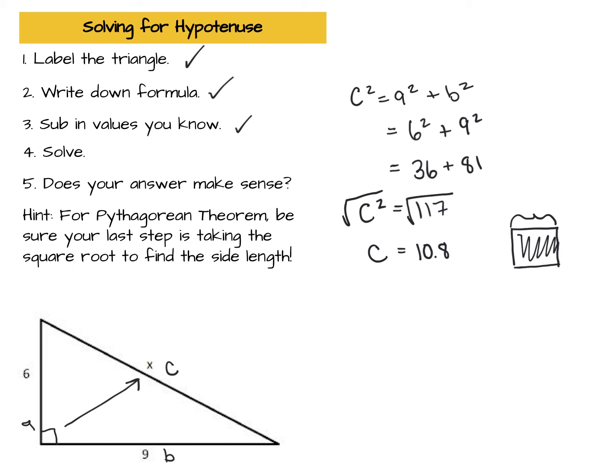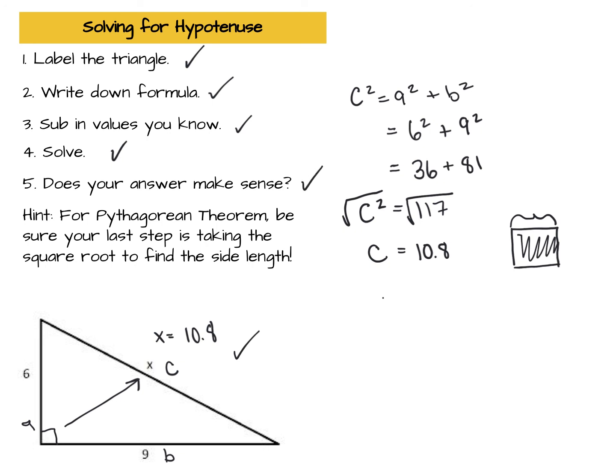That was step 4, so we solved. And now we need to know if our answer makes sense. So because C is the hypotenuse, X over here would be equal to 10.8. Let's have a look and see if that makes sense. So C needs to be our longest side, and we have legs of 6 and 9, and the hypotenuse is longer than both of those, so that makes sense. Because if we had an answer of 117, that wouldn't really make sense. We know we need to do one more step because that number should be a little bit closer.